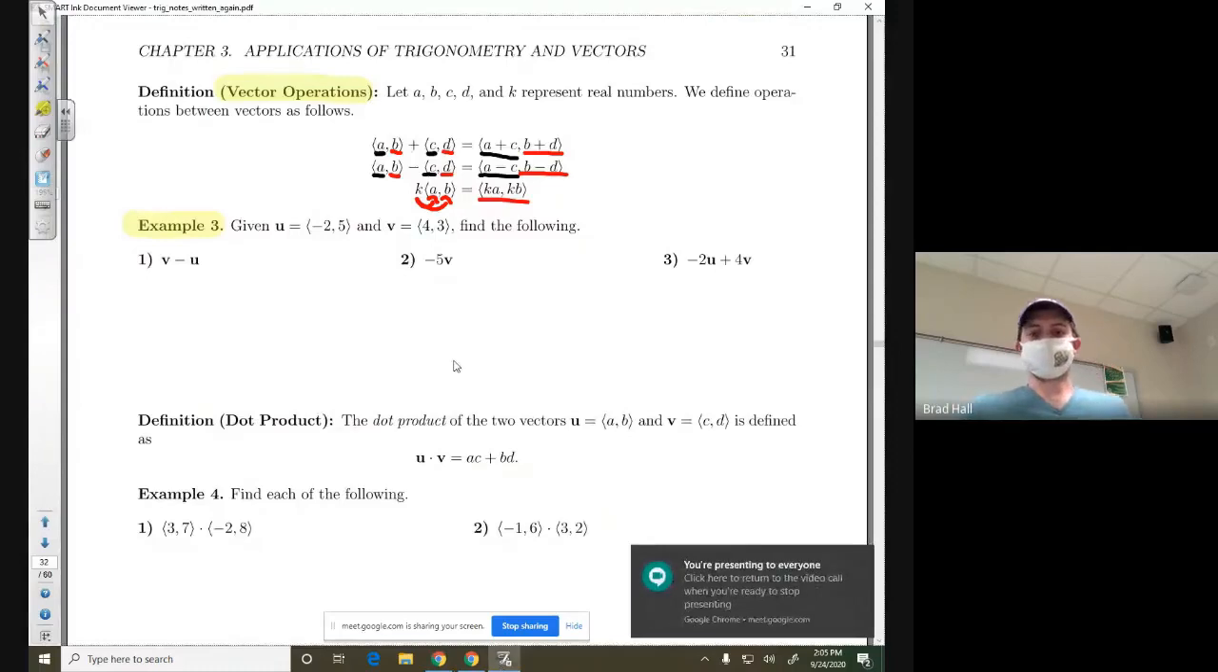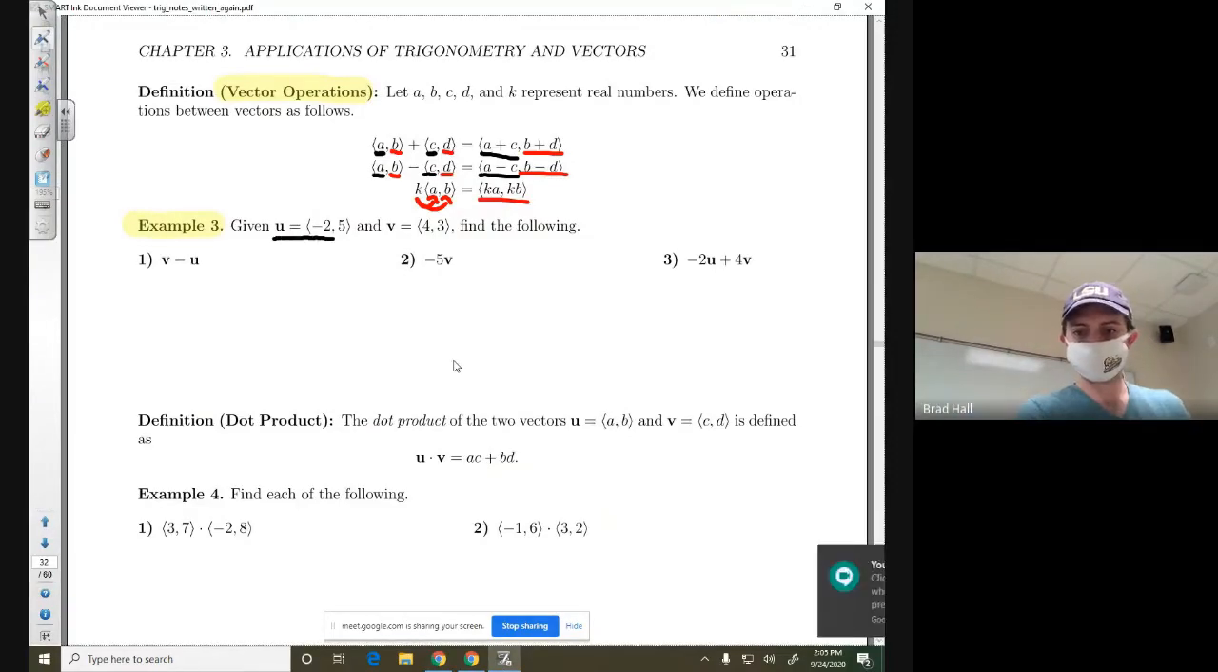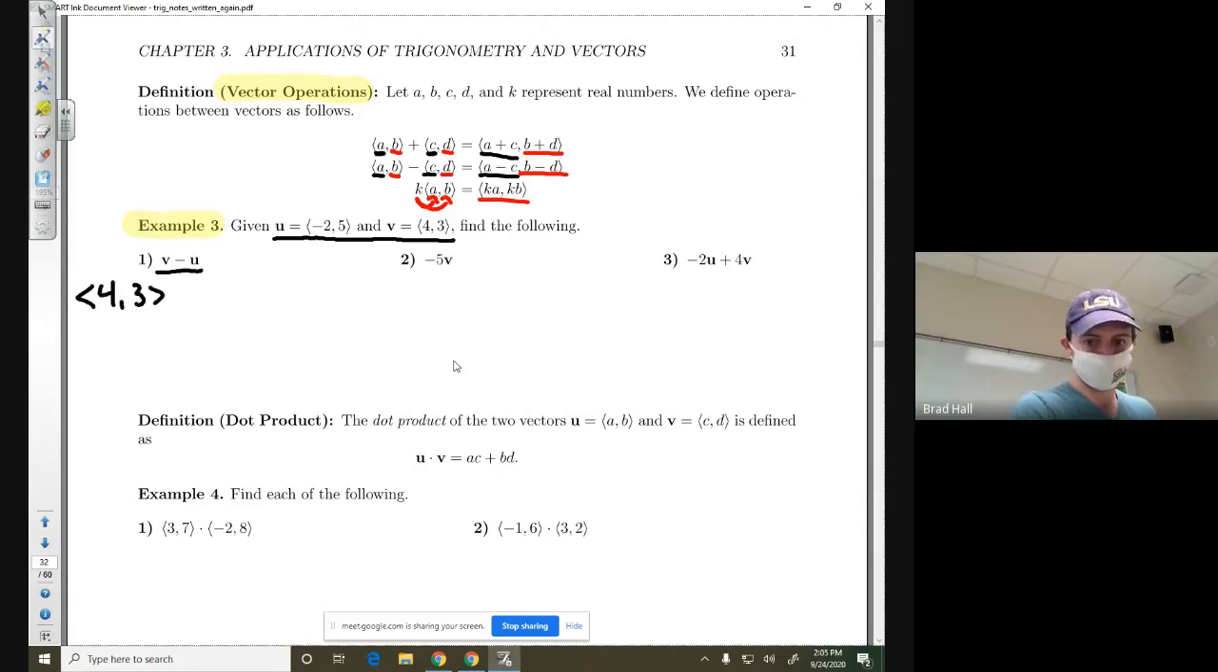So let's go ahead and start off with example 3. We have these 2 vectors, and we're going to apply some various operations to either both of them together or one at a time. And so the first one, v minus u, well, the vector v is 4, 3, minus the vector u, which is -2, 5.